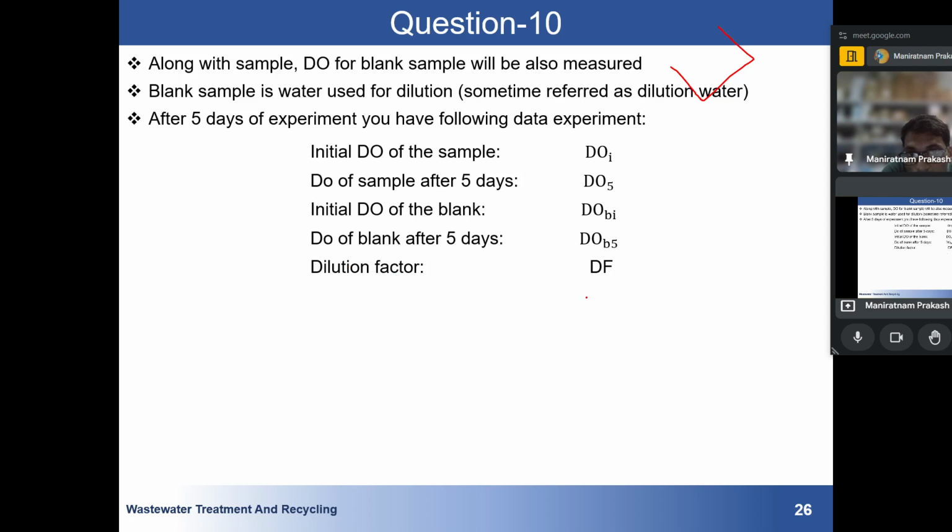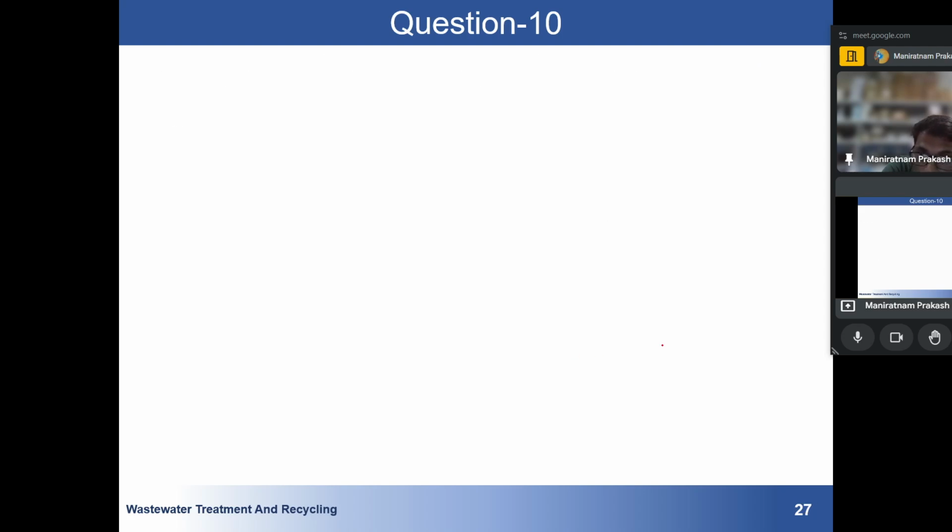Then the dilution factor, DF. BOD will be given as DO initial minus DO5, minus DO initial of blank, DO initial of final, into dilution factor. So for our question, the DO initial was 8.2 milligram per liter, DO5 was 1.8 milligram per liter, DO of blank was not given, so we can take it as 0. Dilution factor is 300 by 5, that is 60.